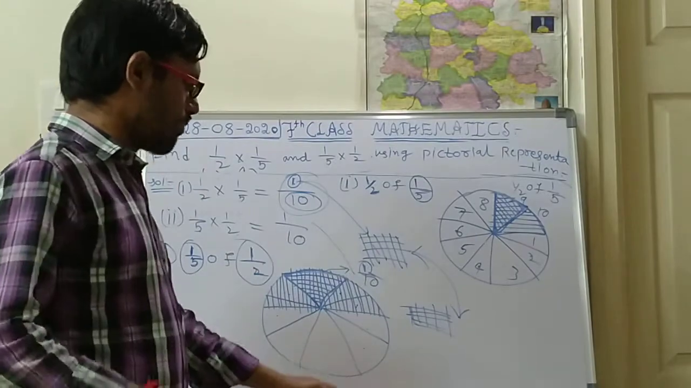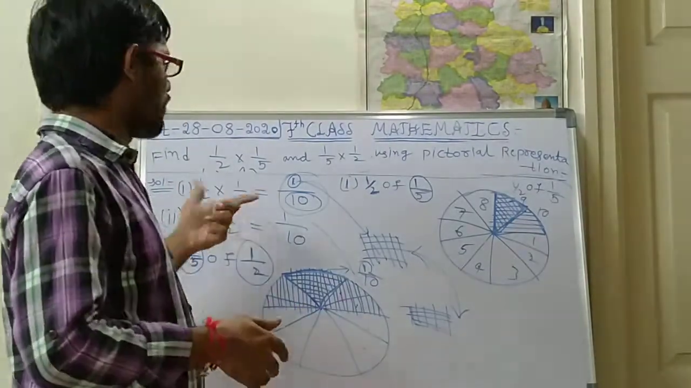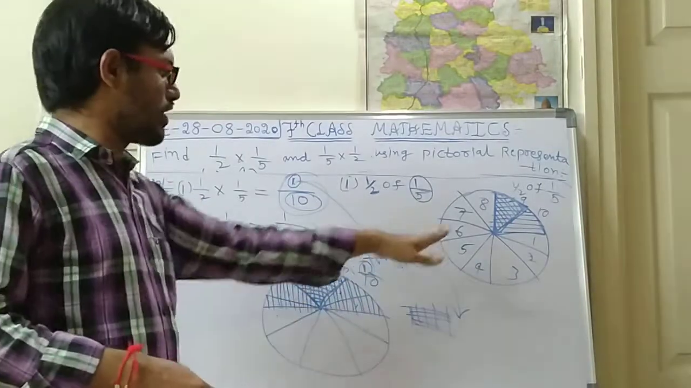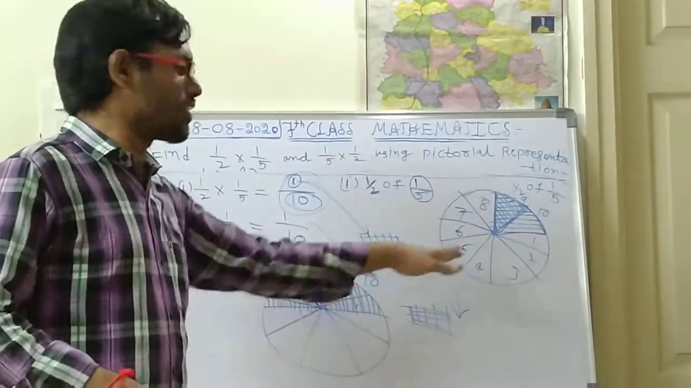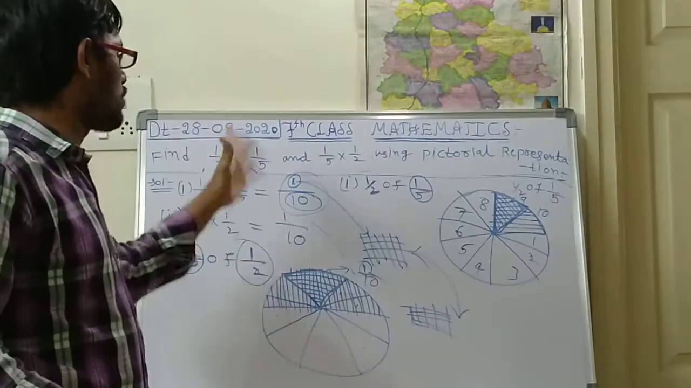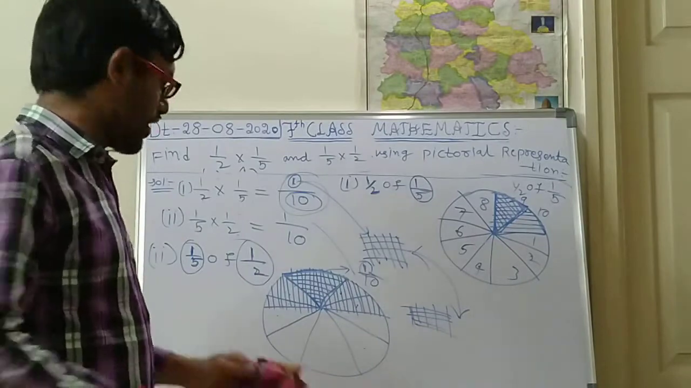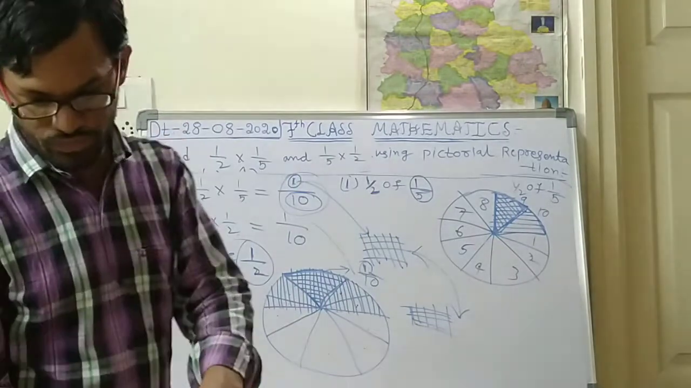Okay, this is about some example problems. Without pictorial representation means just if you do this one, it is enough. Okay, so this is about the problems, children.